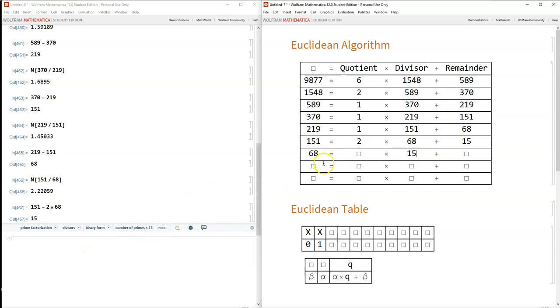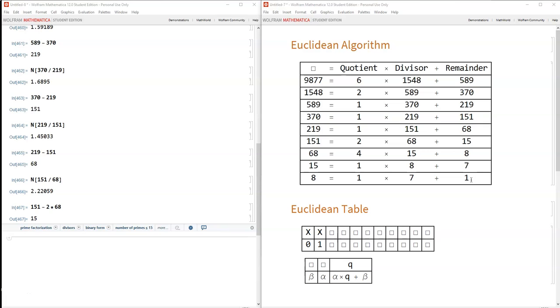At this point, I'm going to speed it up a little bit. I know that 4 times 15 is going to be 60, so I'm not going to work that out, and that gets me a remainder of 8. Then I'm going to take 15 and divide it by 8. That goes in 1 time with a remainder of 7. Then I take 8, divide it by 7, which goes in 1 time with a remainder of 1. We've reached a remainder of 1, and since 1 divides everything, there's no need for the final step.